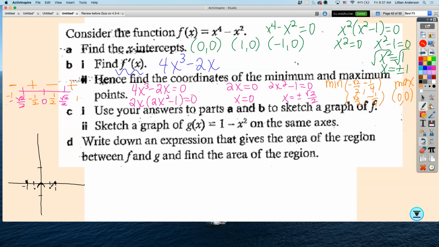I am decreasing from negative infinity to negative root 2 over 2. I'm increasing from root 2 over 2 to 0. I'm decreasing from 0 to root 2 over 2. Then I'm increasing everywhere else. I also have minimums at those points, which I've indicated here. So this is what our graph looks like.